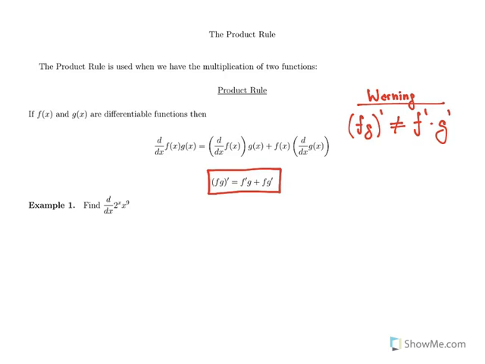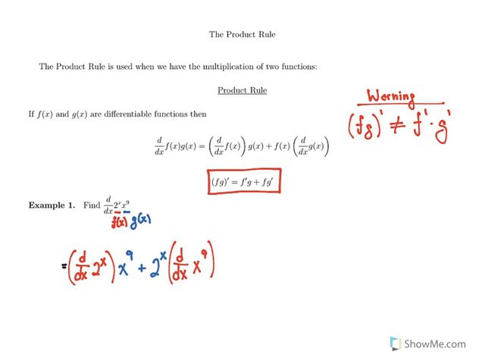So, product rule, let's look at the first example, the derivative of 2 to the x times x to the ninth. We have our first function, we'll call f of x, that's our 2 to the x. And our second function, x to the ninth, is our g of x. So this derivative is going to be the derivative of the first, so the derivative of 2 to the x times the second, plus the first times the derivative of the second. And writing it like this allows us to go step by step.